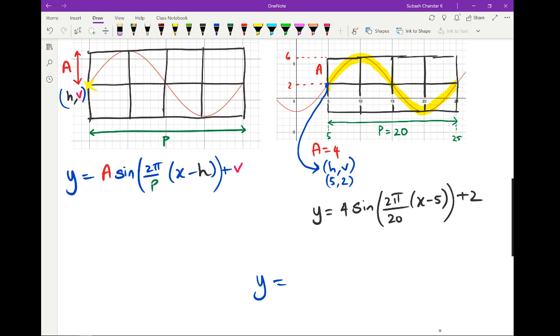Yeah, because that 20 is actually inside the sine function. Make it 2 pi over 5. I could leave it as 2 pi over 10, not 2 pi over 5.